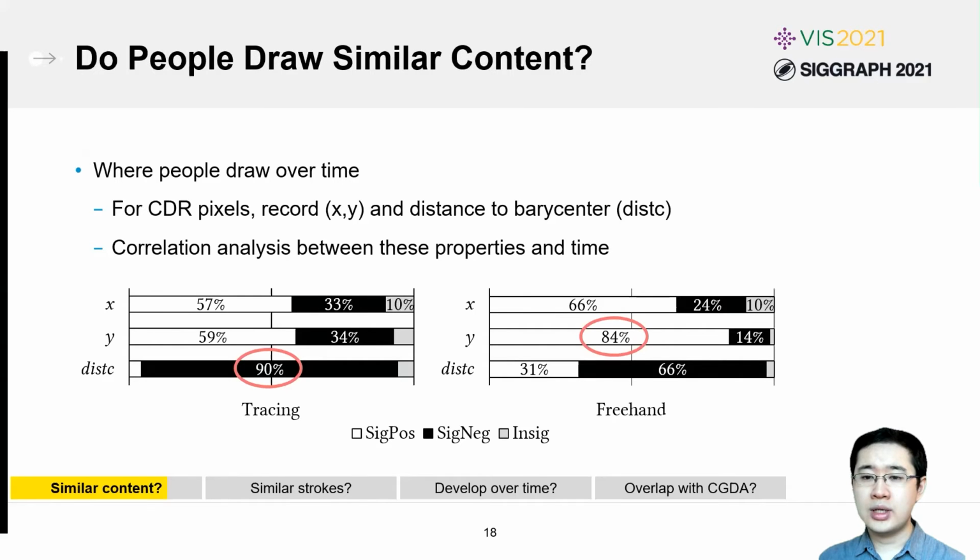We are also interested in how people's spatial focus changes over time. For CDR pixels of each prompt, we recorded their XY coordinates and their distance to the barycenter of the drawing. In tracing, this distance decreases over time in 90% of prompts, suggesting an outside to inside behavior. In freehand drawing, Y increases over time in 84% of prompts, suggesting a top to bottom behavior.